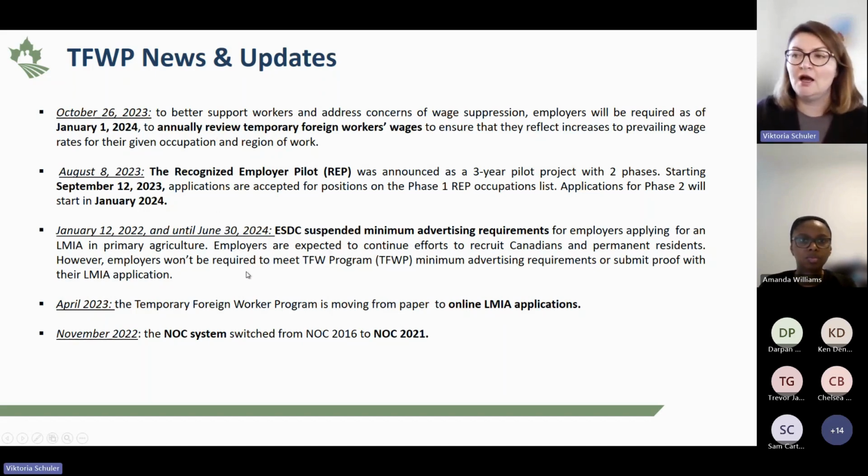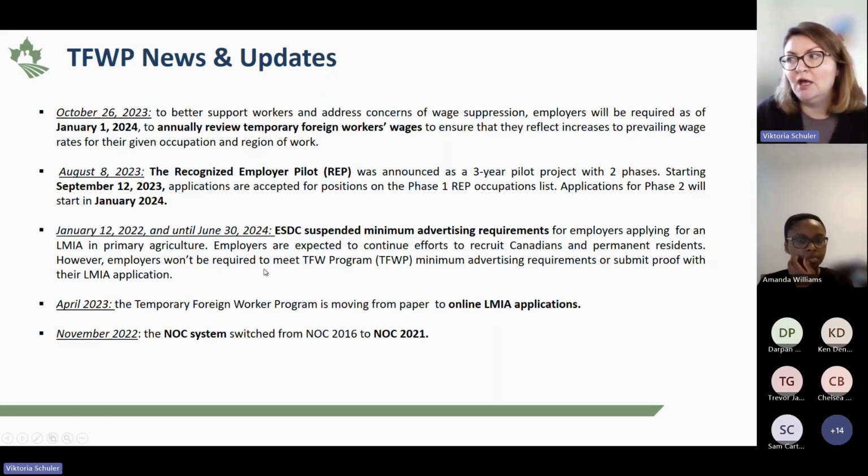The other thing, this is kind of old news. It was last year, but it has been extended until June 30th, 2024. If you're hiring an agricultural worker in primary agriculture, you don't need to advertise, which is great news. It saves you time, it saves you process.